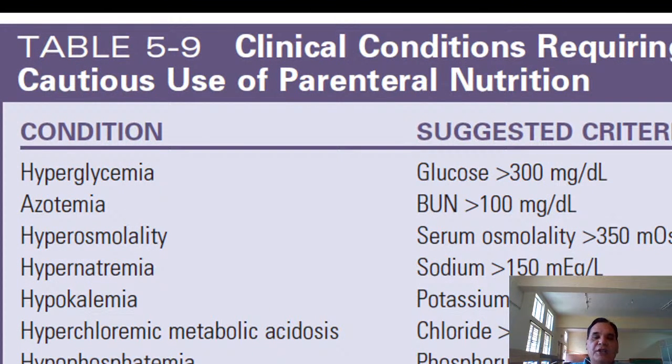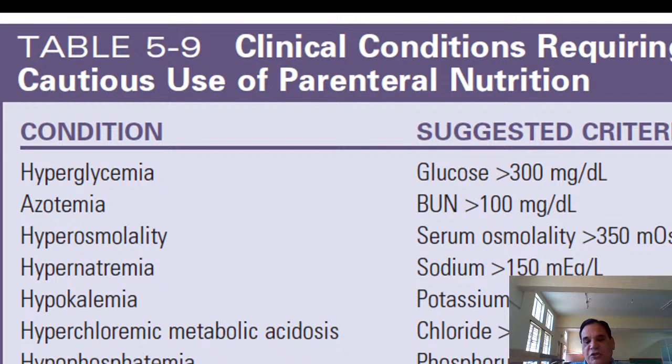So what are the clinical conditions that require cautious use of parenteral nutrition? Remember the words cautious use. Condition, hyperglycemia. What do you mean by that? Glucose more than 300 milligram. Azotemia, blood urea nitrogen more than 100 milligram. This is also an indication. Hyperosmolarity, serum osmolarity more than 350 milliosmoles. Hypernatremia, here you have to be cautious. Hypernatremia means sodium more than 150 milliequivalent. Hypokalemia, potassium less than 3 milliequivalent.